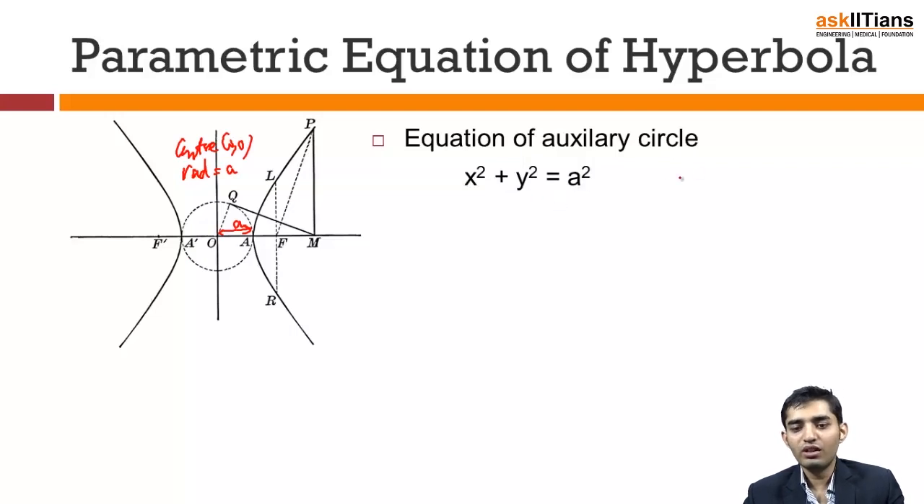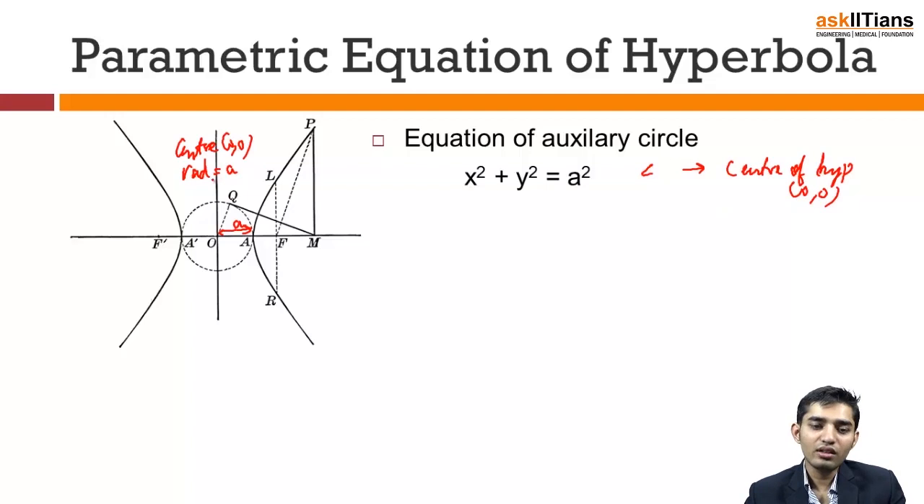So you should always remember that the center of the auxiliary circle is always the same as the center of the hyperbola, right? In this case, the center of the hyperbola is at origin, so the center of the auxiliary circle will also be origin. If the center of the hyperbola is something else, the auxiliary circle will also be something else.